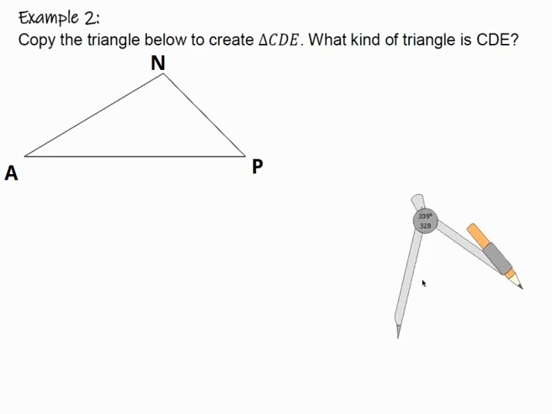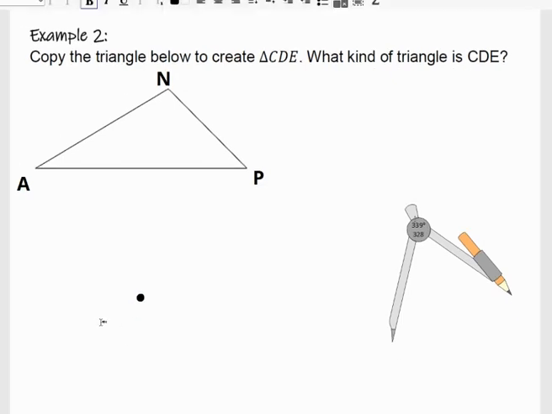So what I'm going to do is measure my first line segment. I'm going to make a point down here, and we'll call this C. So A is going to go to C. So let's put in this text here. We're going to call this point C.